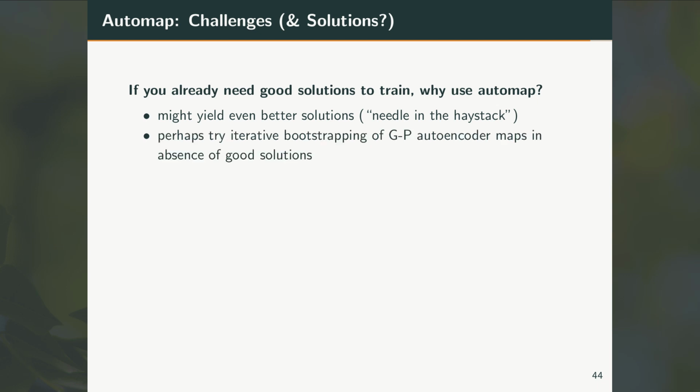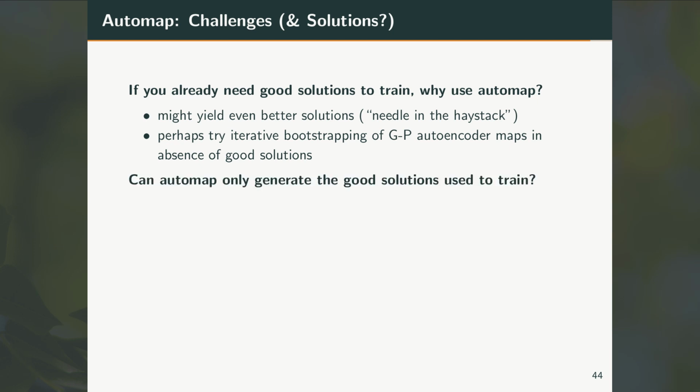And if, on the other hand, we can't get any good solutions in order to train our model, perhaps we can try to get there through some iterative bootstrapping, where we evolve training data, but they're kind of crap solutions, but we still train an autoencoder, and then we use that to evolve more solutions, which are hopefully a little bit better, and then we train our autoencoder and hopefully repeat the cycle and bootstrap our way up to having good solutions in an evolvable encoding.